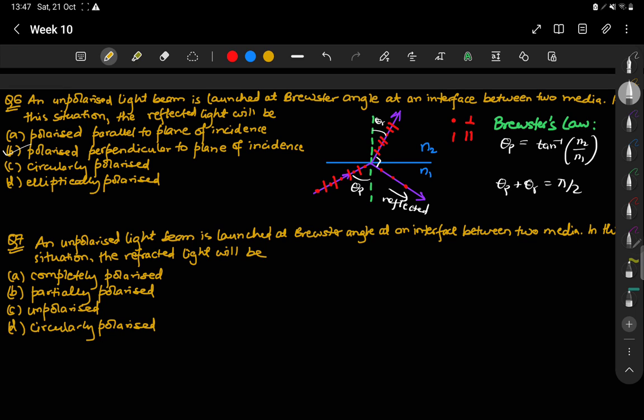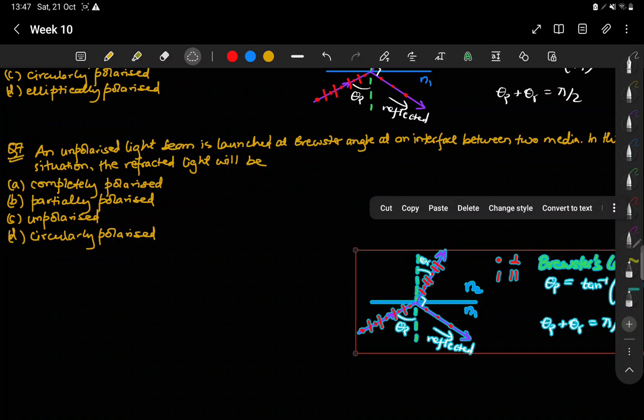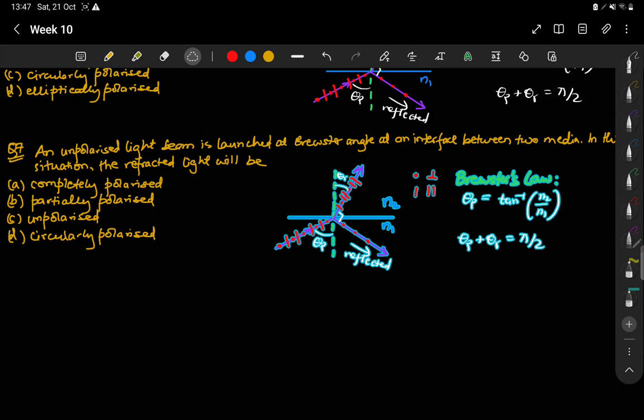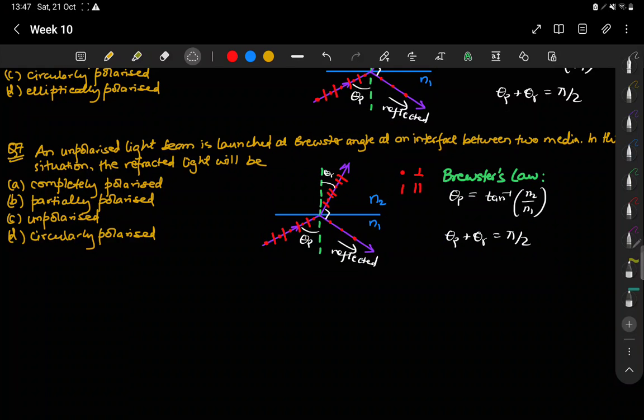Let us now discuss the answer. So this question is similar to the previous one, so let me just copy paste the stuff from there. Okay, so just copy pasted the stuff. Now we are not looking at the reflected light, now we are looking at the refracted light. So this is the refracted light.